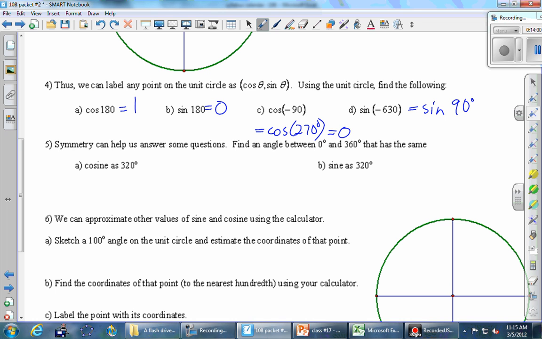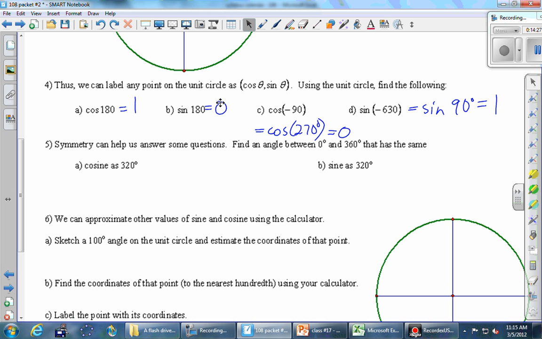And then sine of -630, I added 360. I added another 360. Keep adding 360s until you find something positive. So if you add a few 360s, you get to 90. Is that okay? So 90 degrees, that's the straight up point. Is the sine the x or the y? Sine is the y of the straight up point. What is it? It is 1.